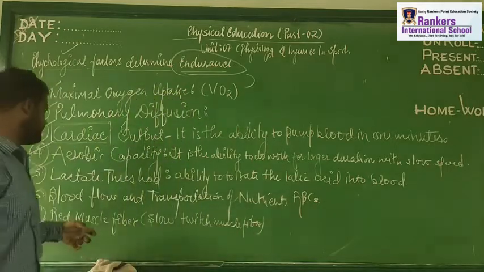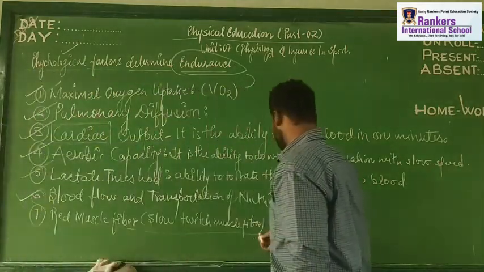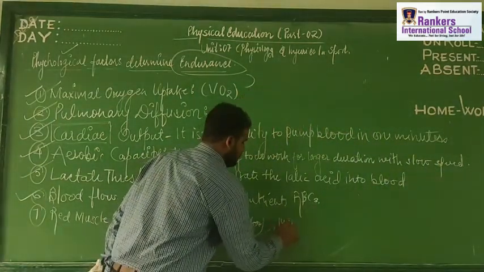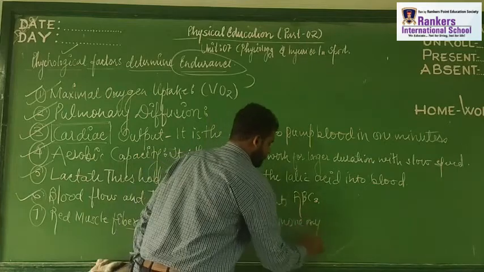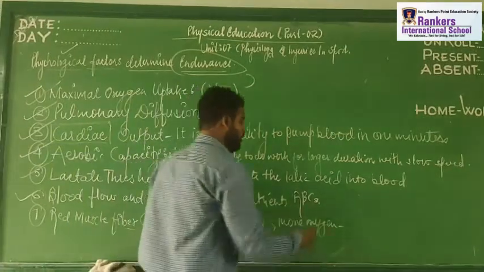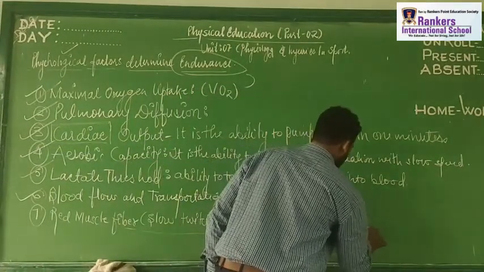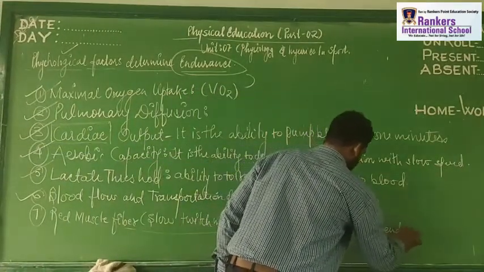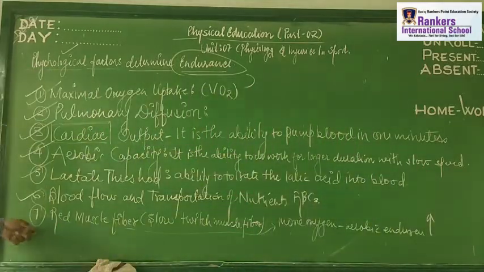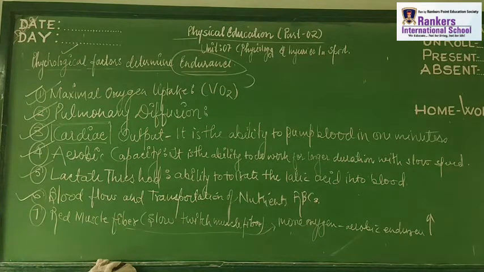And this red muscle fiber, what will it do? They carry more oxygen. It means when it carries more oxygen, aerobic endurance will improve. Thus, it is very important to have red muscle fibers in the body. So red muscle fibers are called what? This is called slow twitch muscle fibers, right?